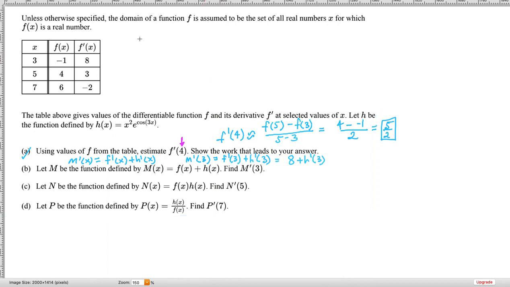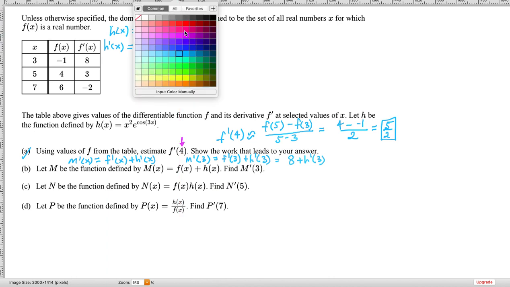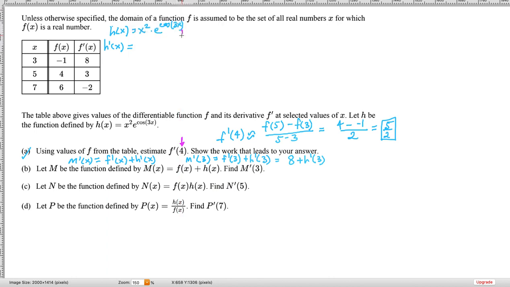Okay, so now I have h of x is equal to x squared times e to the cosine 3x. And it's tricky to get the derivative. You need to realize that this is primarily a product. So you need to use product rule with one function being x squared and then the other one being e to the cosine 3x. So this is going to be your g, and then this will be like your f.